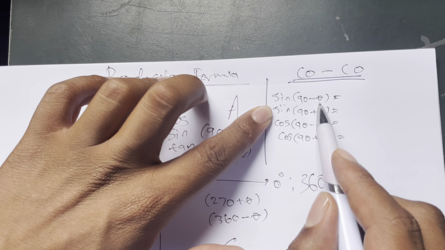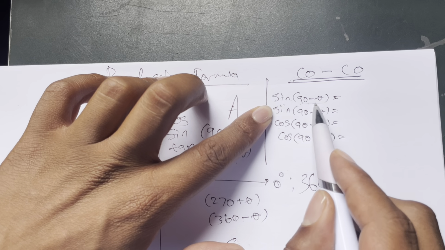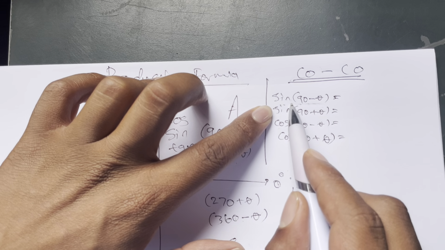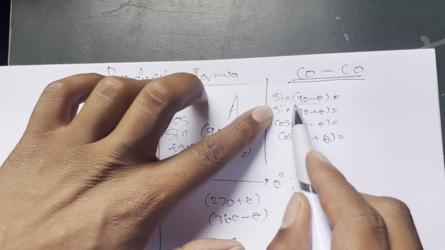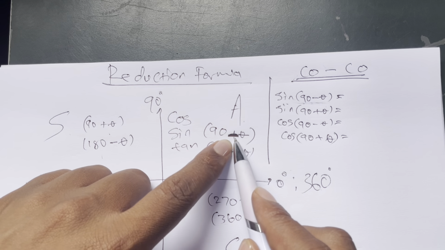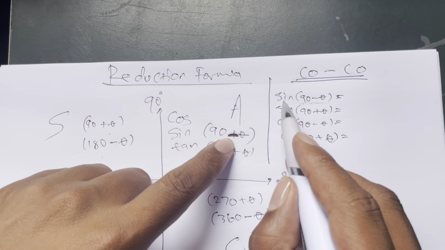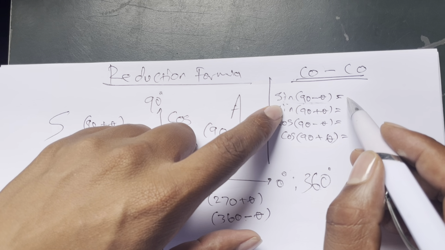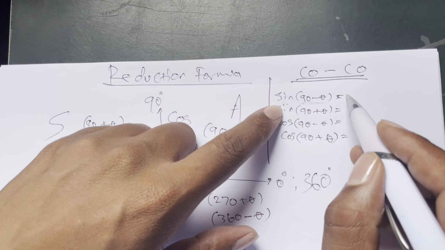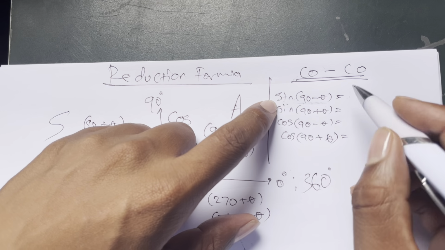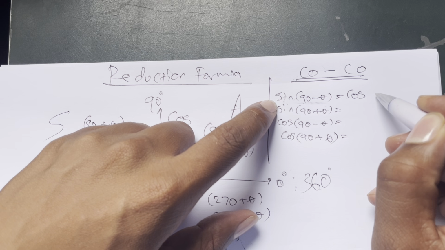into 90 minus theta. Firstly, you look at the 90 minus theta. In which quadrant is 90 minus theta? You check. 90 minus theta is in the first quadrant, so that means sine is positive. Now that you know that sine is positive, you are going to leave it like that. And then, do you have co? You don't have co. So it becomes cos theta.